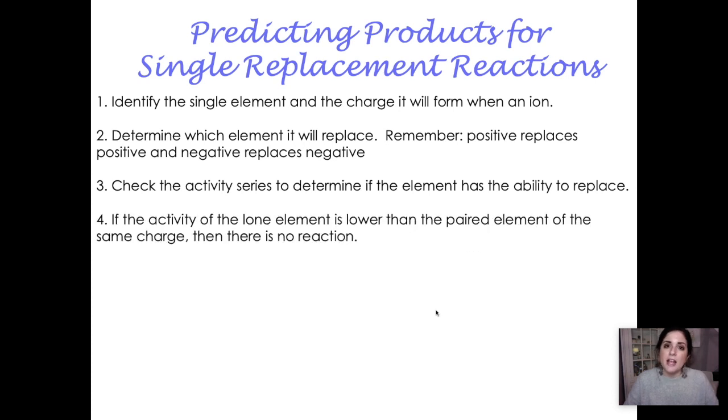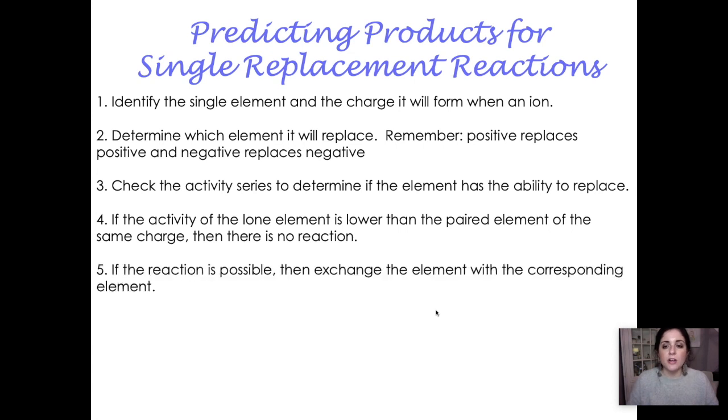And remember, if the activity of the lone element is lower than the paired element, it is not going to react. However, if your lone element is above the paired element on the activity series, then you will have a reaction. I'm sure you did a single replacement reaction in Chem 1, or you definitely did one in Chem 2. It's the very first lab we do to get you familiar with the lab notebooks. If your lone element is below the element in the solution, it's just going to sit there.